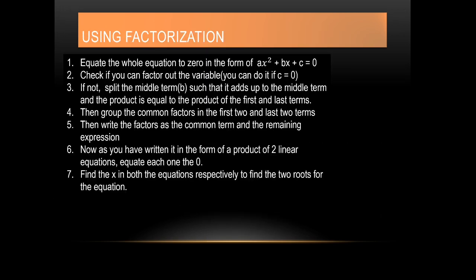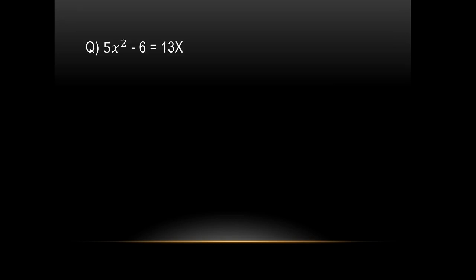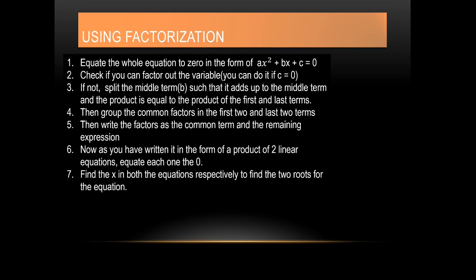The first method which we will do is using factorization. First, equate the whole equation to 0 in the form of ax squared plus bx plus c. This should be done in every method. Next, check if you can just factor out a variable. You can do it if c is equal to 0. If not, split the middle term b.